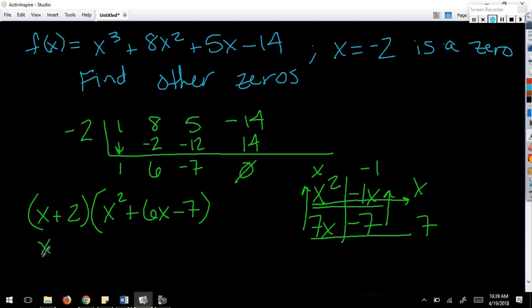All right, so I got x minus 1, x plus 7. So give me the zeros. Negative 2, positive 1, negative 7.